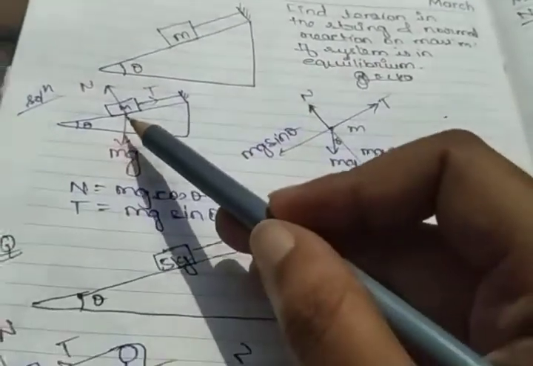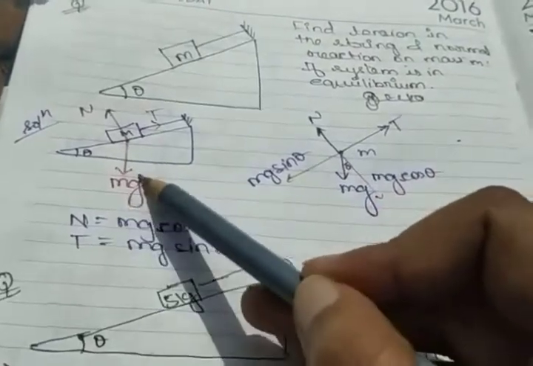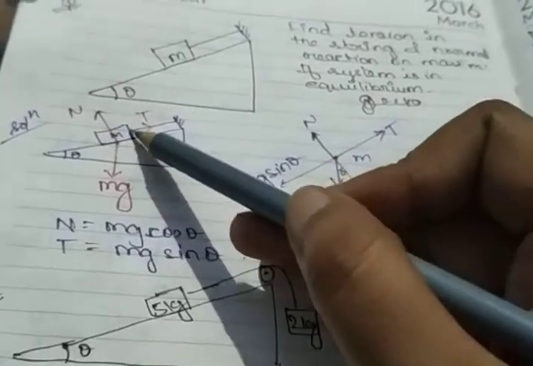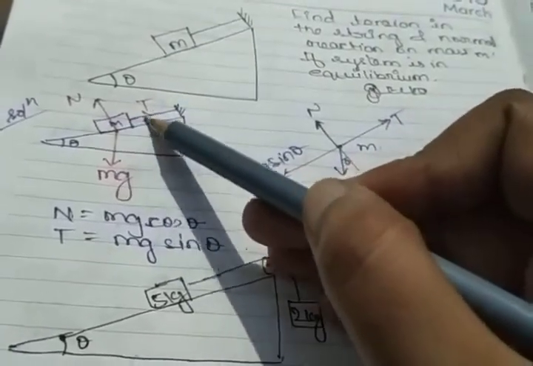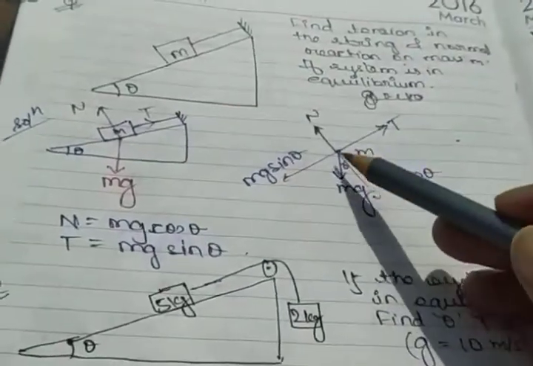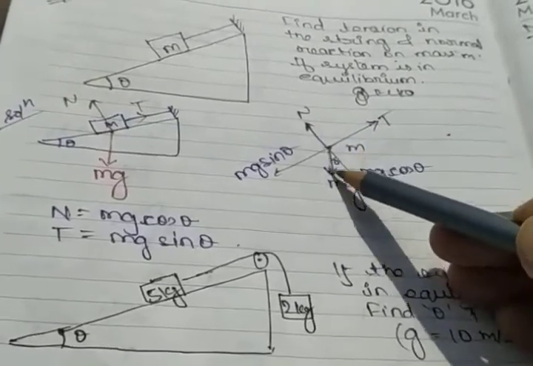For this we have to see what forces are acting on this mass. mg is acting downwards, and the normal reaction is perpendicular to the surface. Tension is always away from the body, so for the mass we are considering, T is directed away from the body. Clear? Now if we draw the free body diagram, tension is here, N here and mg over here.